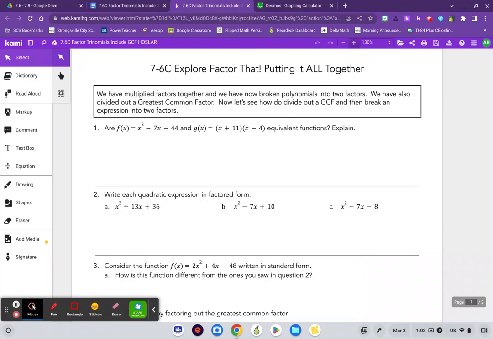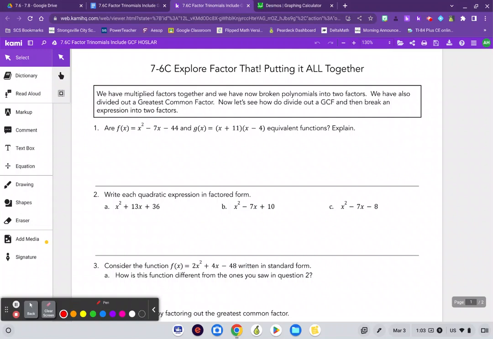What we're going to do today is put together the idea of finding and factoring out a greatest common factor, along with factoring trinomials. So we're going to put those two ideas together, along with a couple of other things, and then you'll have the opportunity to practice. So the box says we have multiplied factors together, and we have now broken polynomials into factors. We've also divided out a greatest common factor. So let's see how to divide out a GCF and then break an expression into two factors.